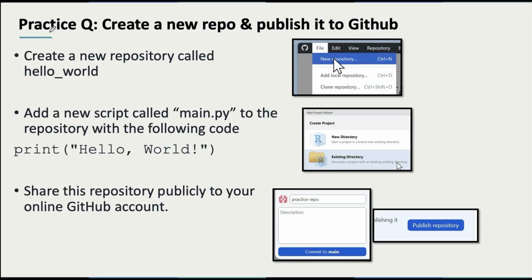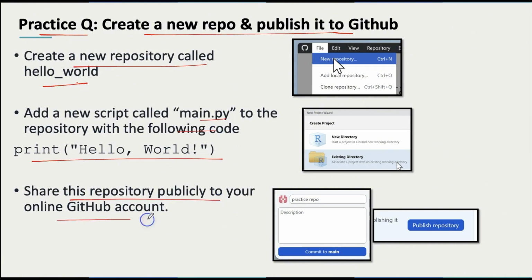Now here is a practice question for you on that action sequence. I want you to create a new repo called Hello World, then add a new script called main.py to that repo with the following code: print hello world. Then publish this repo to your online GitHub account.